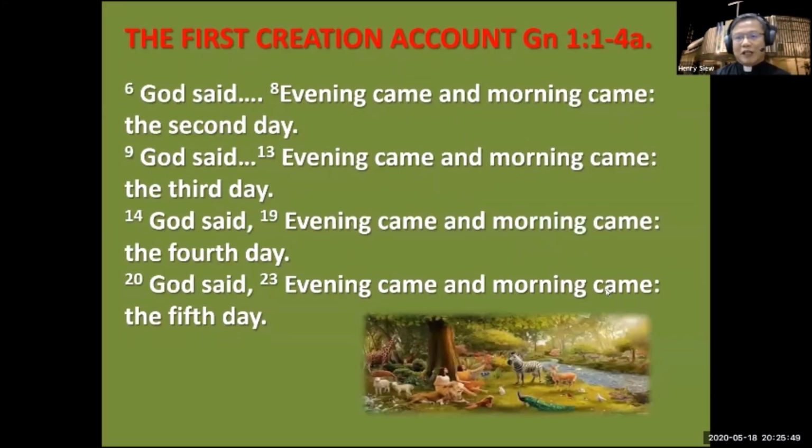And then subsequently, as you read, God said this, God said that, and evening came, morning came: the second day, the third day, the fourth day, the fifth day.